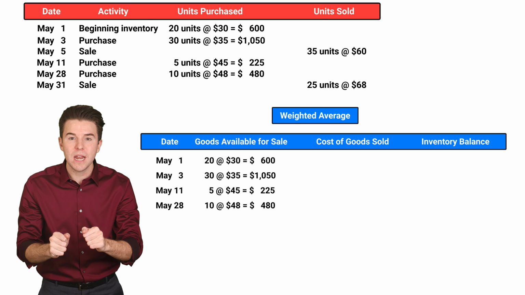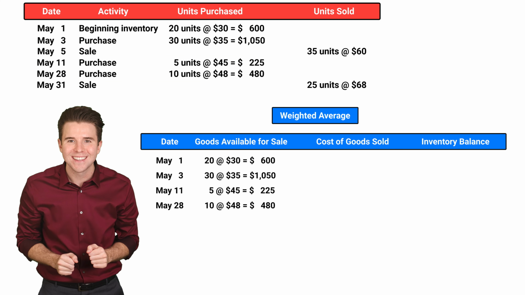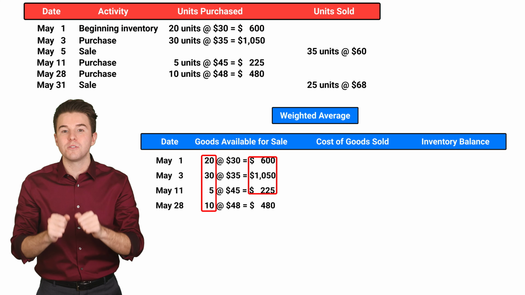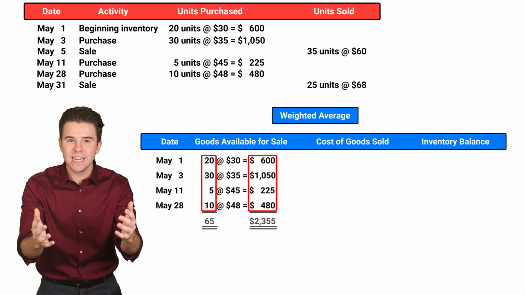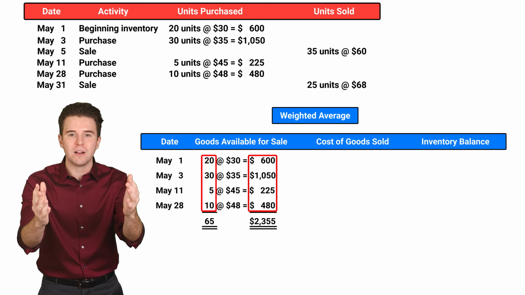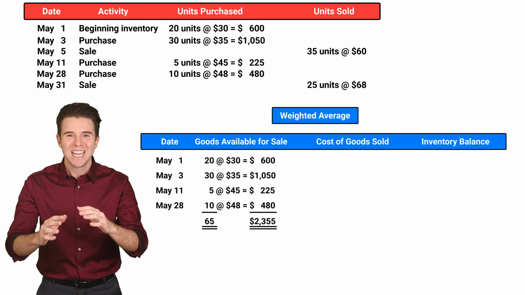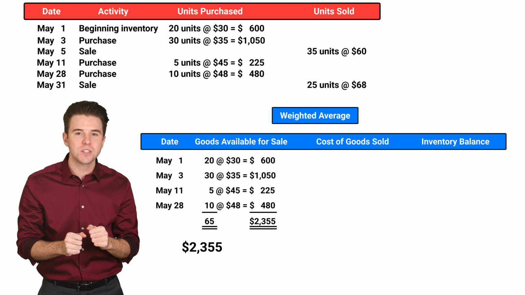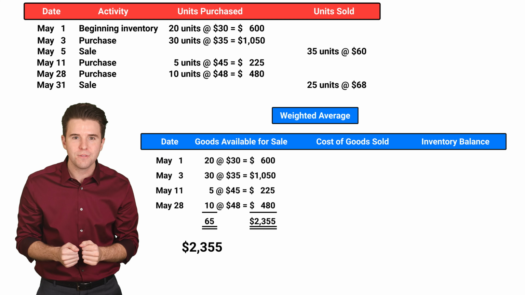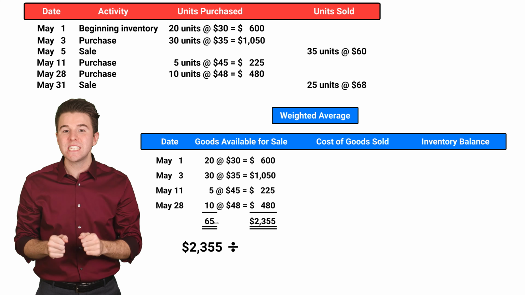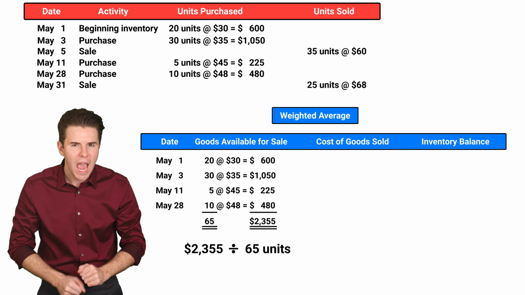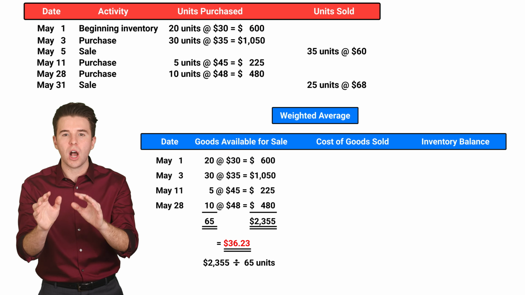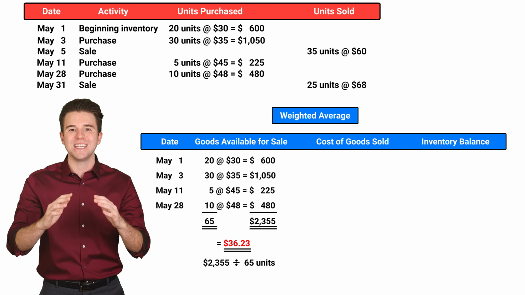Next, we need to determine our weighted average cost per unit. Therefore, we add up our units available for sale and cost of those units, which gets us 65 units with a cost of $2,355. To compute weighted average cost per unit, we take the cost of goods available for sale, or $2,355, and divide that by 65 units available for sale. This gets us $36.23 weighted average cost per unit when we round to 2 decimal places.